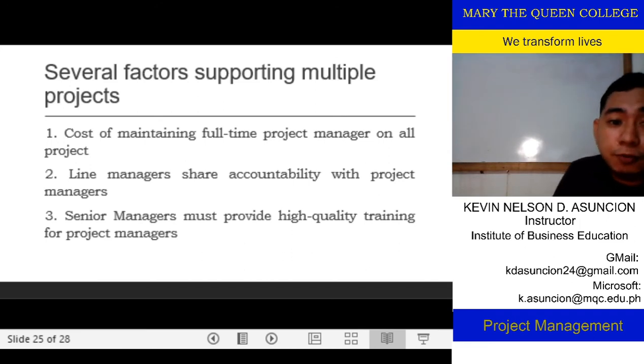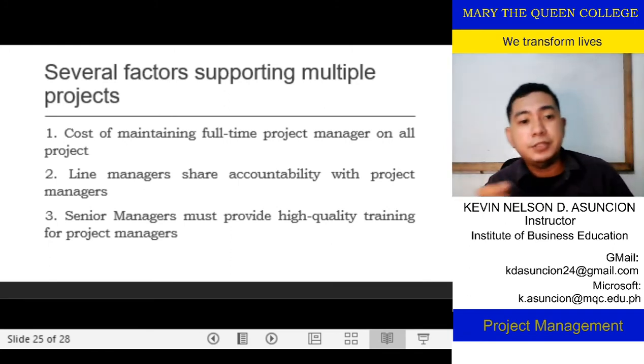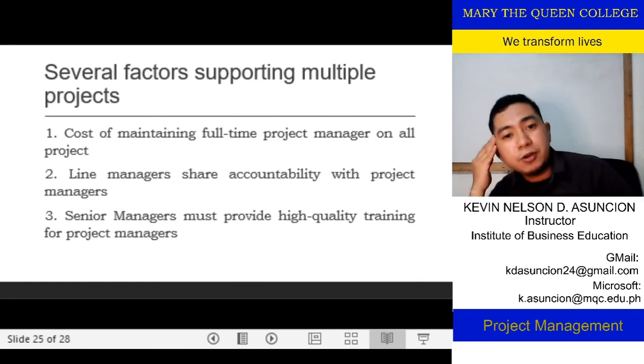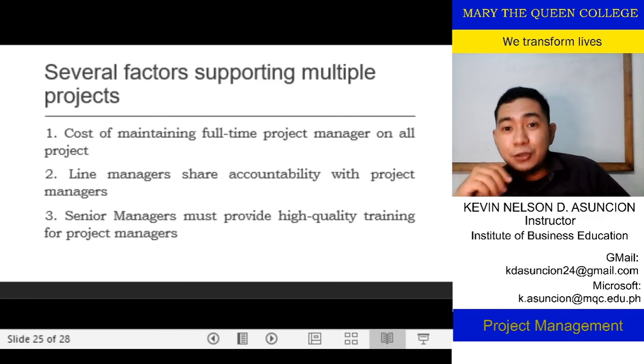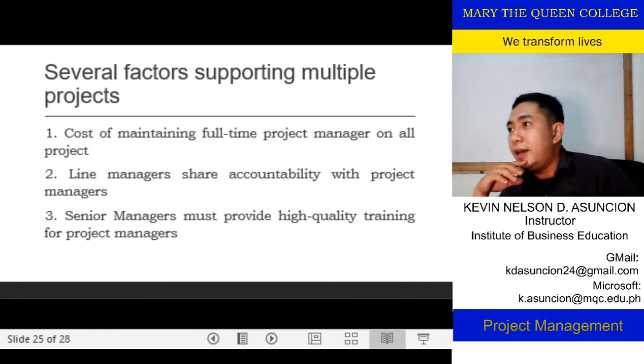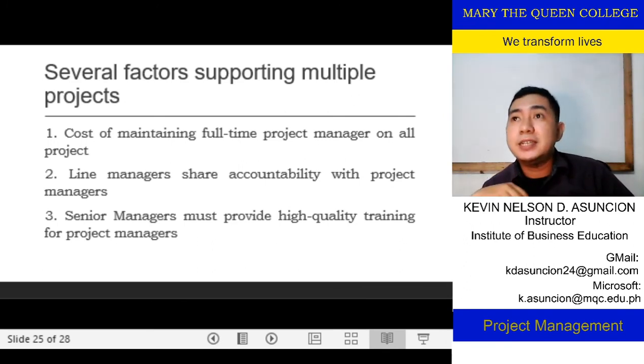Several factors support multiple projects. Why do you need to give more projects to a project manager? First is the cost of maintaining full-time project managers on all projects. It's very costly, kasi hindi lang yung sweldo niya from day to day, di ba? It also includes incentives and other fringe benefits. Now that is costly. So ang gagawin ko, i-assign kita ulit sa project na to, ikaw yung magli-lead, ikaw yung magma-manage. O may extra pay ka na lang.